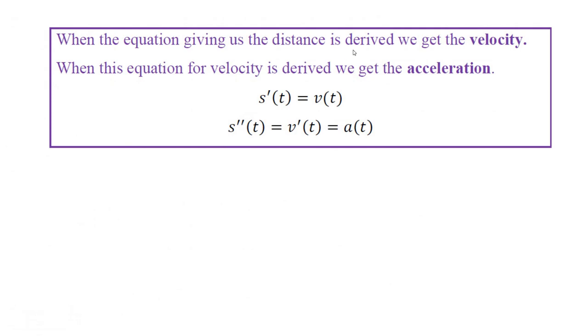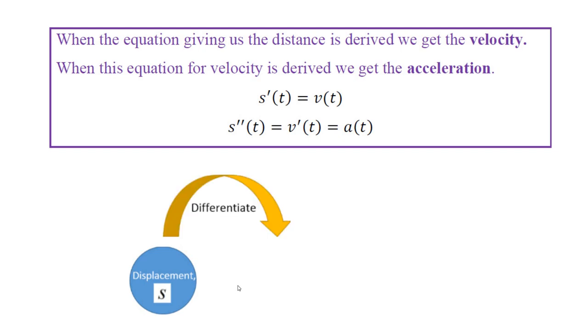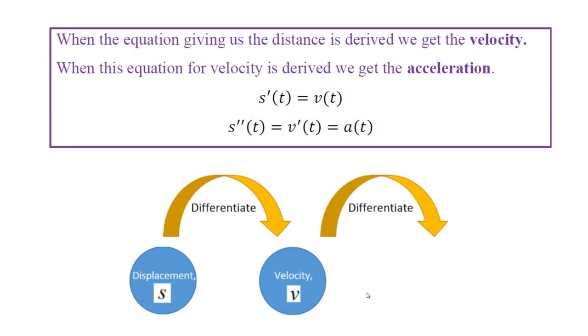So when the equation giving distance is differentiated, we get velocity. The derivative of the displacement gives velocity. But the second derivative, or the derivative of velocity, gives acceleration. And that's what that picture's about. If you've got displacement, you just take the derivative and you get velocity. And if you have velocity and you take the derivative, you get acceleration. Oh, I like the little pictures there. They're pretty good. Okay, there you go.